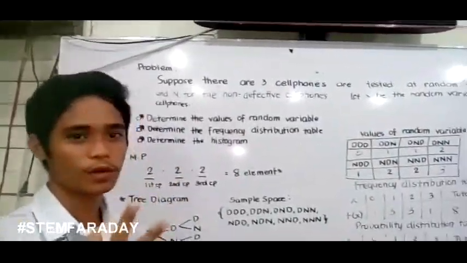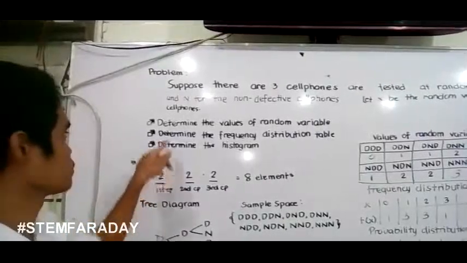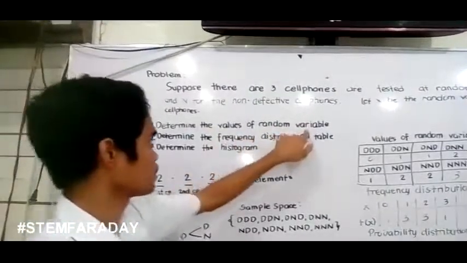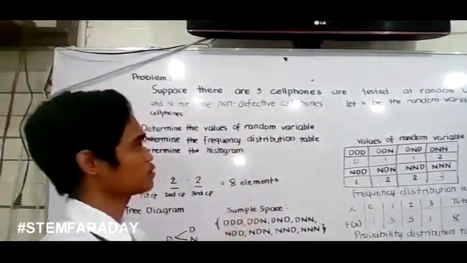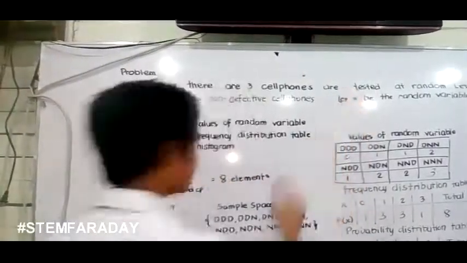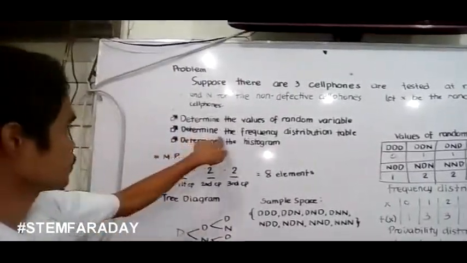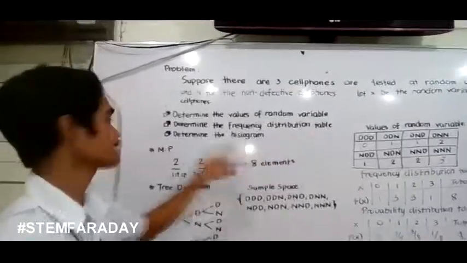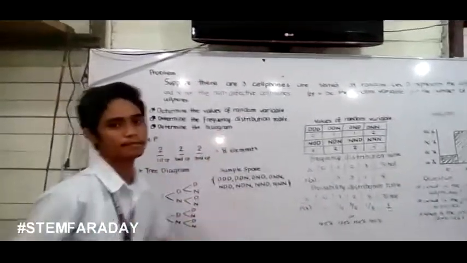Now, there are 3 things to determine. First, determine the values of non-defective cell phones for the random variable, which it represents for the X. Secondly, determine the frequency distribution. And lastly, determine the histogram.